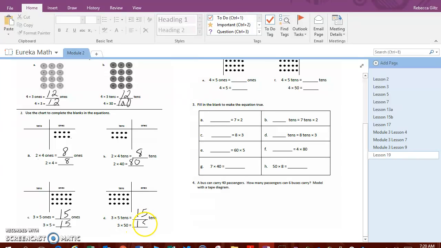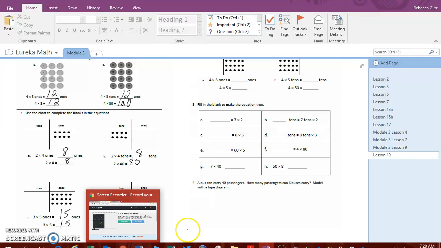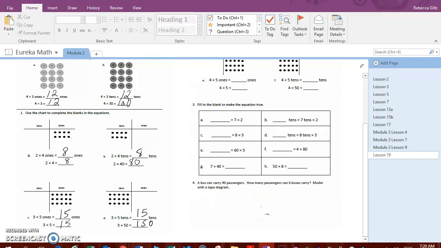If you came up with 150, you would be right. And here's the little magic trick that I mentioned before. What would happen if you covered up this 0 with your finger? What fact are you looking at? 3 times 5. Well, hey, I know that. That's a basic fact. That's 15.